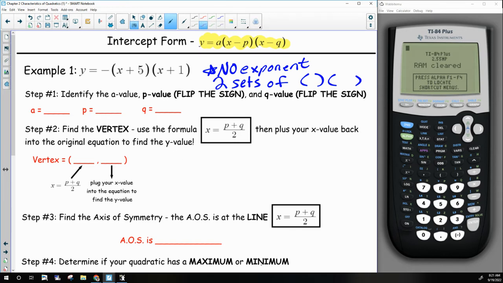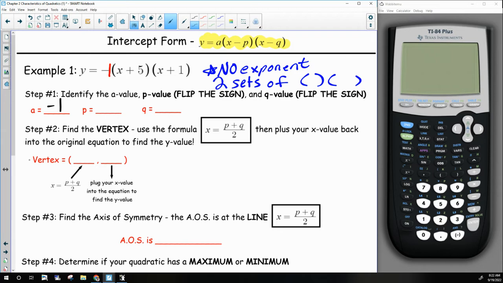First off, whenever you have a negative floating out in front of parentheses, what number is actually there? A -1. So if you're freaking out like, oh my gosh, I don't have an a value, just put a 1 out there. Our a value is -1, that number floating out front. Just like before, our a value is really just there to help us determine if our graph is going to be a maximum or minimum, if it's going to point up like a smile or down like a frown.